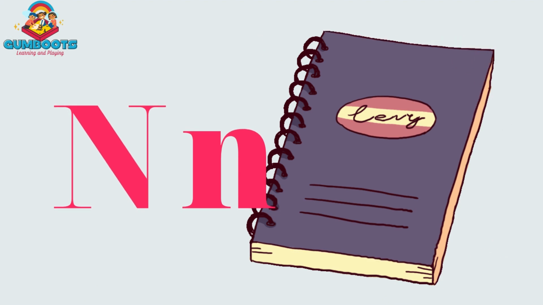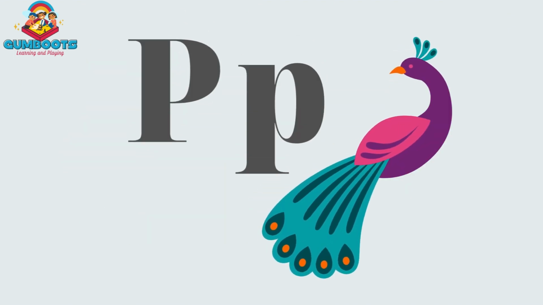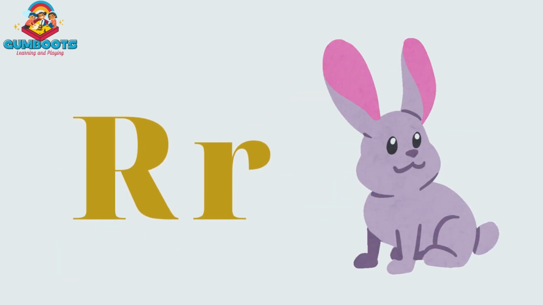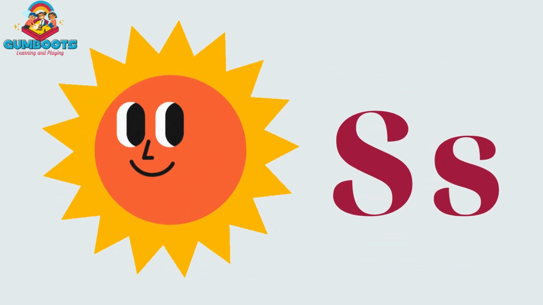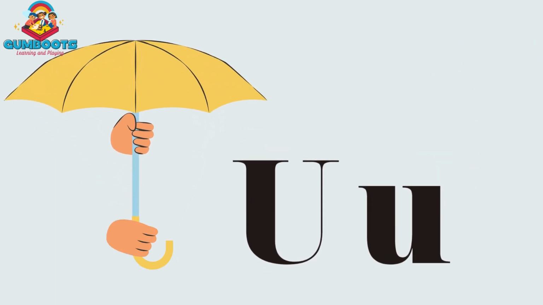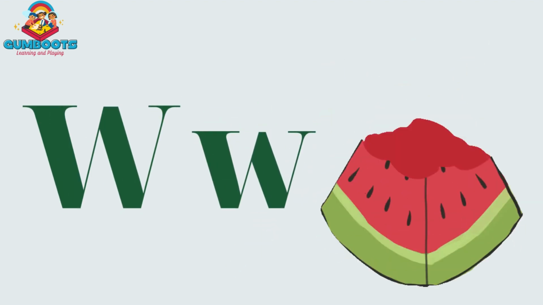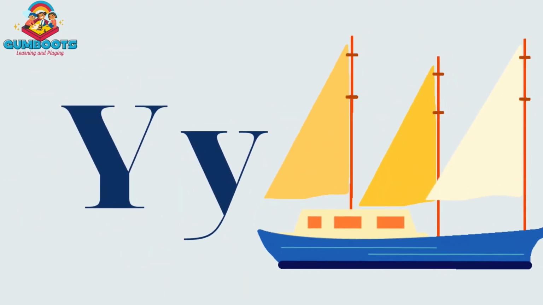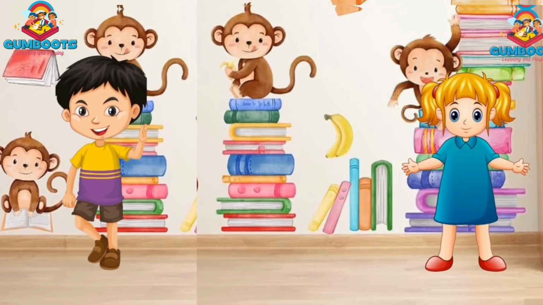N is for notebook. O is for owl. P is for peacock. Q is for queen. R is for rabbit. S is for sun. T is for tree. U is for umbrella. V is for violet. W is for watermelon. X is for xylophone. Y for yak. Z is for zebra. Here are all your alphabets.